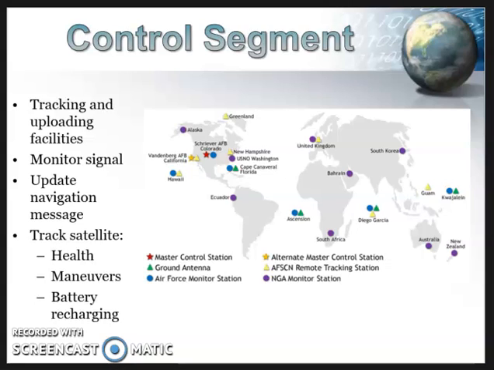The control segment is made up of a master control station, monitoring stations, and antennas located around the world. Monitoring stations track GPS satellites, ground antennas transmit and receive signals to and from satellites, and the master control station utilizes this information to ensure the health and accuracy of the GPS constellation.